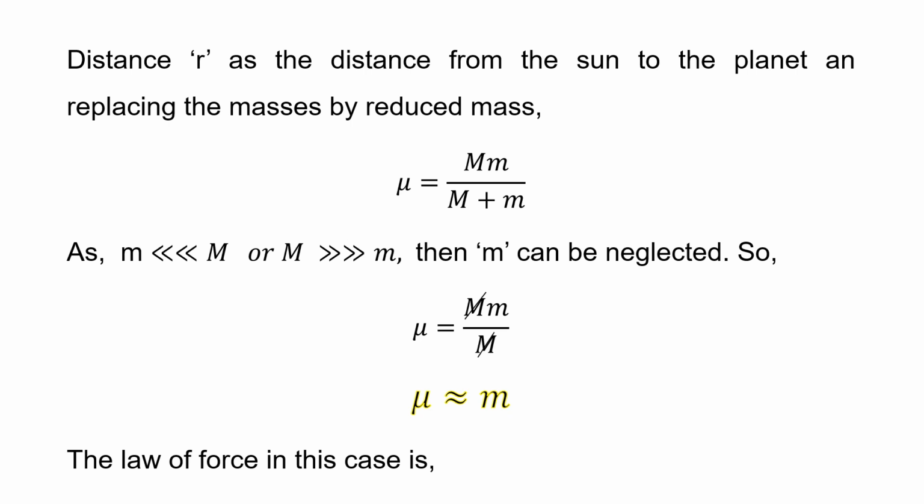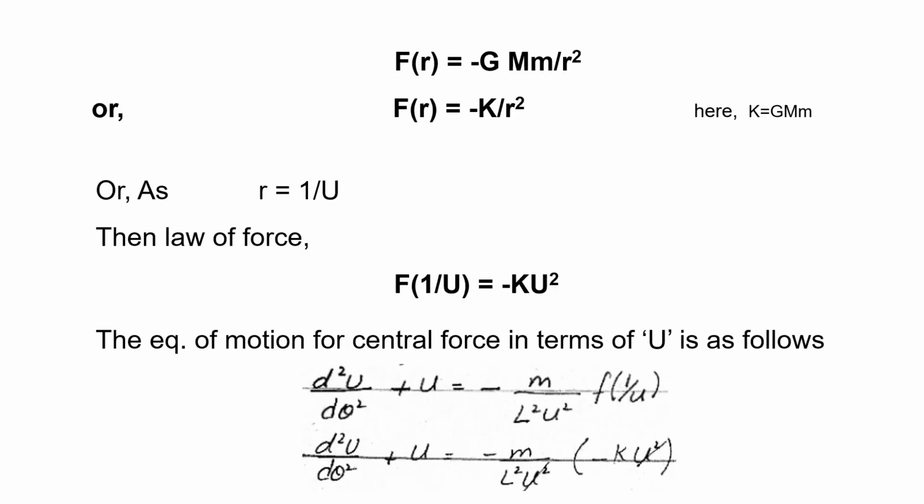As the smaller mass m of the planet is very small compared to the mass of the sun, capital M, we can neglect the small m in the denominator. Cancelling capital M with capital M, we get mu nearly equal to small m. The law of force in this case will be inverse square. Substituting k equal to G M m, the force is k over r square, with r equal to 1 over u from the trigonometric relation we previously studied. Then the law of force will be F of 1 over u equal to minus k u square.